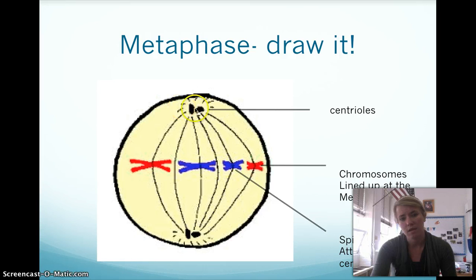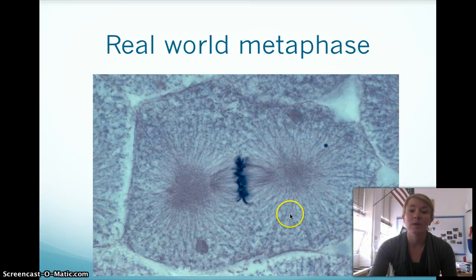So here's what it looks like. Here's our centrioles, they're on either side. They send out spindle fibers and they attach to the centromeres of each chromosome, which are lined up right down the middle at the metaphase plate. So the spot where they line up is called the metaphase plate. All the chromosomes are like, hey, come meet me at the metaphase plate. It's right here.